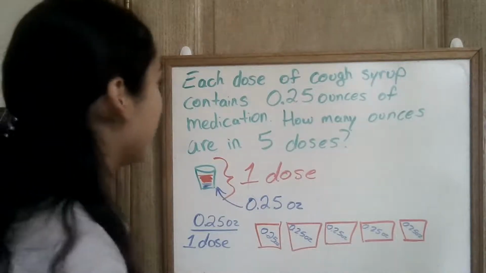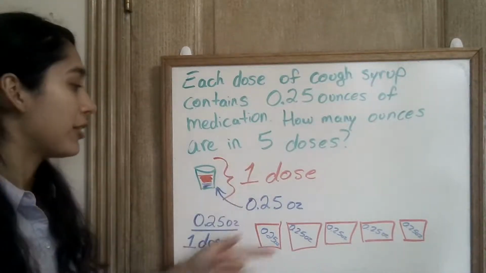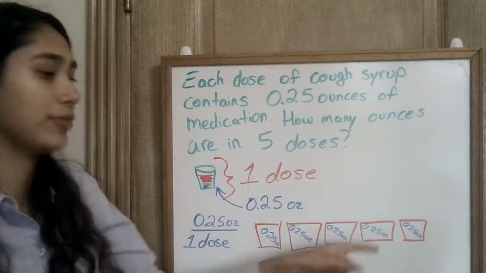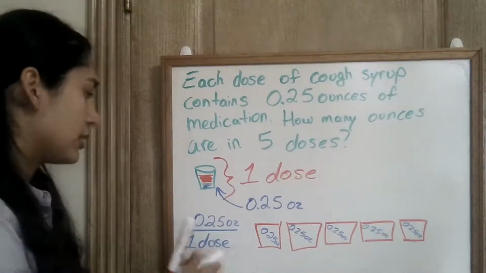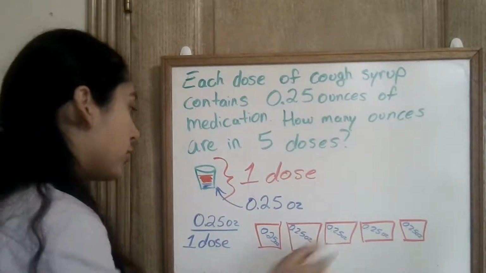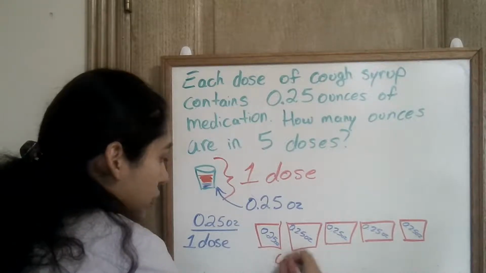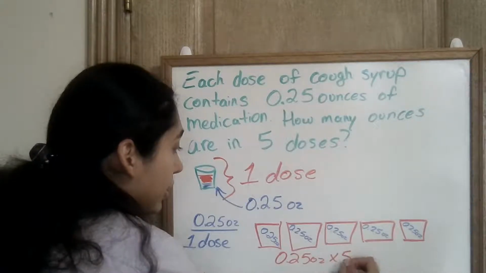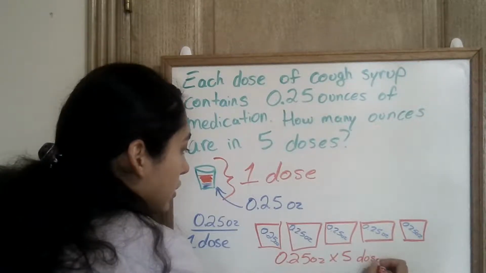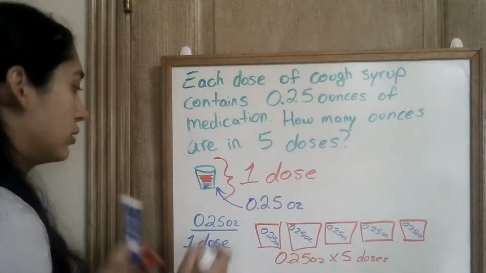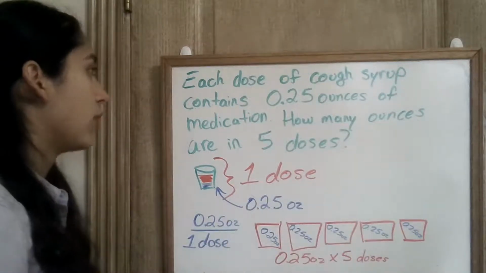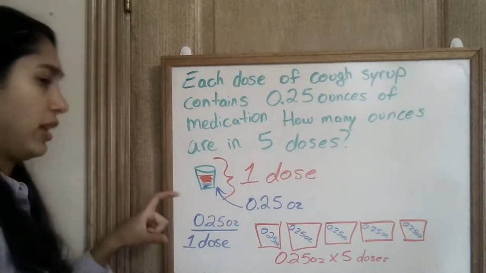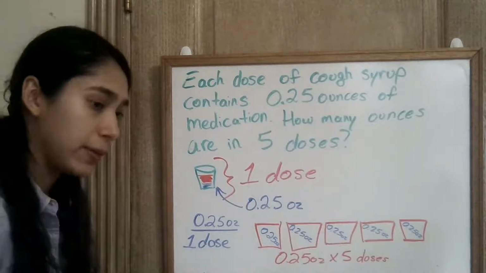But let's say you're dealing with like 48 doses, you might not have the time to draw 48 little cough syrups. So just for the sake of argument, let's simplify this. We know that 0.25 ounces is going to have to be multiplied by the 5 doses, because we have 5 little cups. Like, okay, miss, so how do I do this? If they were asking with 48 doses, I need to know the true mathematical way of doing it. All right, let's go ahead and do that.